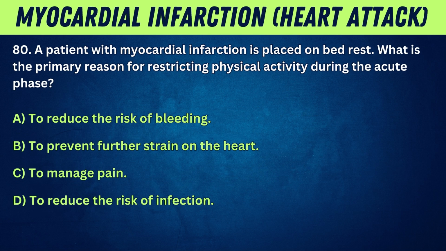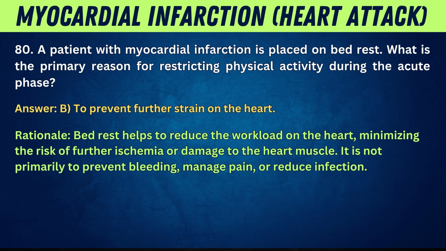80. A patient with myocardial infarction is placed on bed rest. What is the primary reason for restricting physical activity during the acute phase? A. To reduce the risk of bleeding. B. To prevent further strain on the heart. C. To manage pain. D. To reduce the risk of infection. Answer: B. To prevent further strain on the heart. Rationale: Bed rest helps to reduce the workload on the heart, minimizing the risk of further ischemia or damage to the heart muscle. It is not primarily to prevent bleeding, manage pain, or reduce infection.